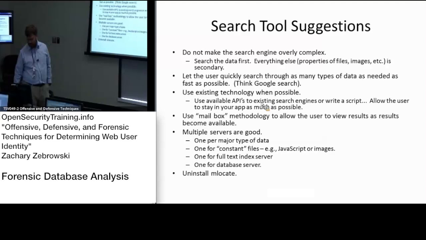Final recommendation is to uninstall mlocate. Mlocate is just a utility on Linux where you type in locate and a file name, and it will give you all the places where that file occurs. Depending on how you implement your search engine, you may have too many files for it to locate, so you may want to remove that search utility, as a good overall speed improvement for a particular box.